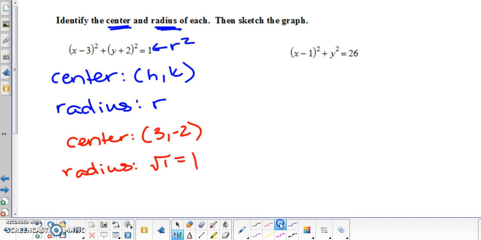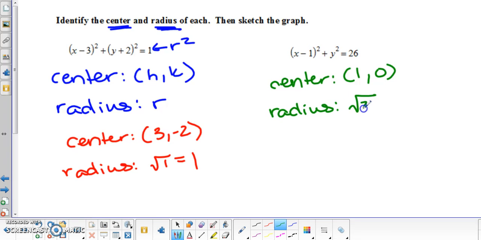Over here, my center is 1 and 0. Because there's nothing there, it's 0. And my radius is the square root of 26. I cannot simplify that, so I don't need to worry about it. If I could simplify it, then I would do that. Again, if you need help on those kinds of things, get with me and I will help you.